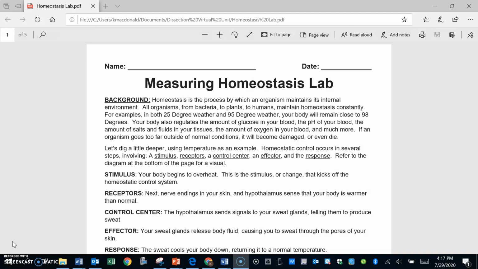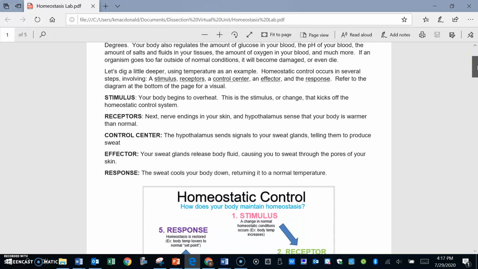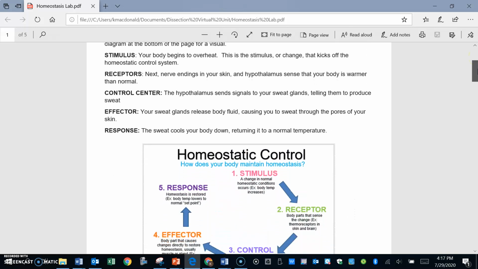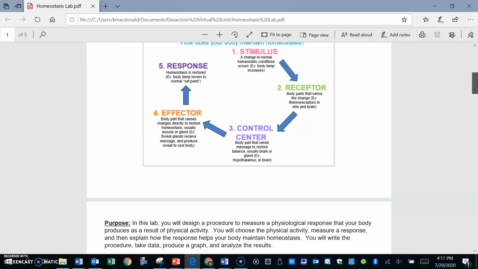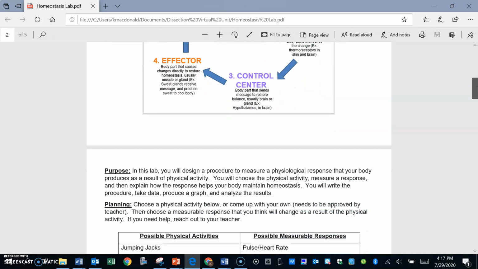Digging a little deeper, using temperature again as our example from our notes, homeostatic control occurs in several steps, and it involves a stimulus, receptors, a control center, an effector, and then the response. You can read through this as you do your lab. Again, we're not going to go through that individually, but this is exactly from our introduction notes and how the body maintains homeostasis for body temperature.